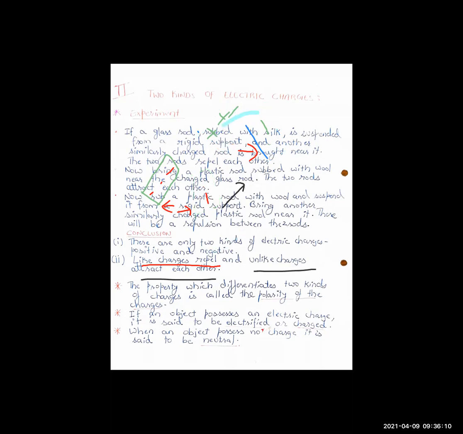Okay, so from this experiment, we can conclude that charges are of two kinds, positive and negative. And secondly, like charges repel and unlike charges attract each other. Okay, so these are your two kinds of electric charges.